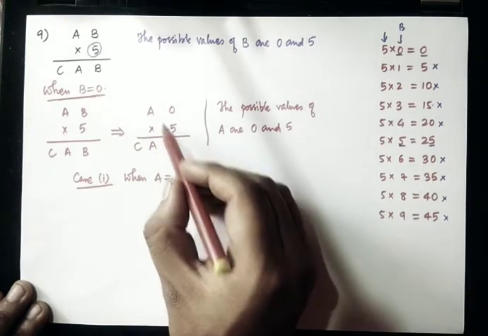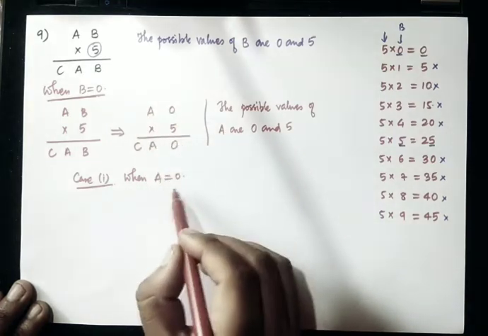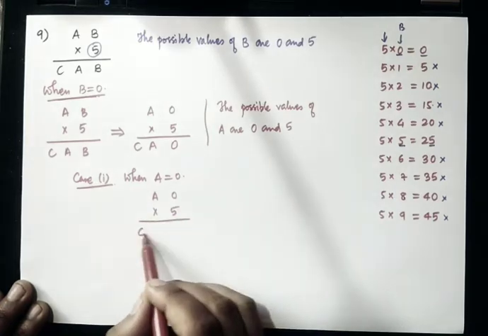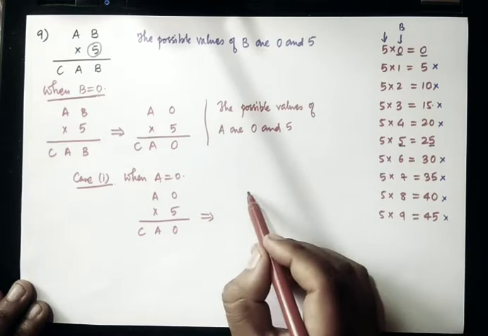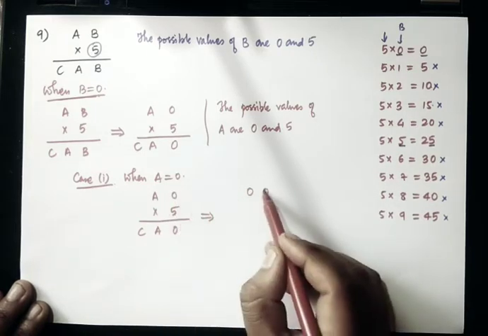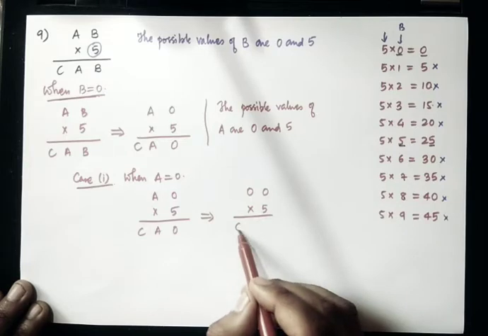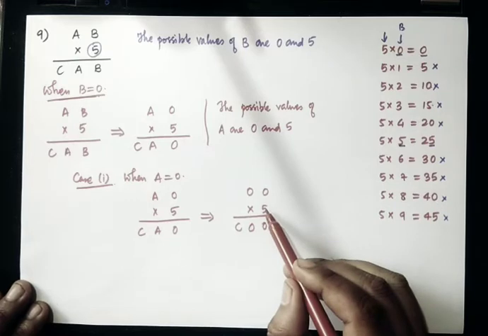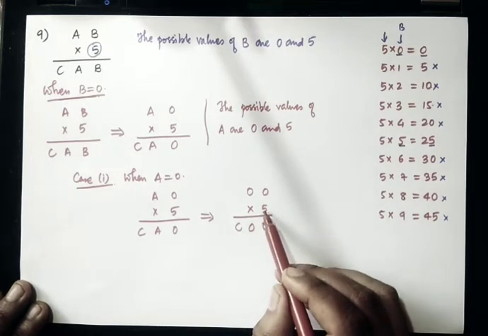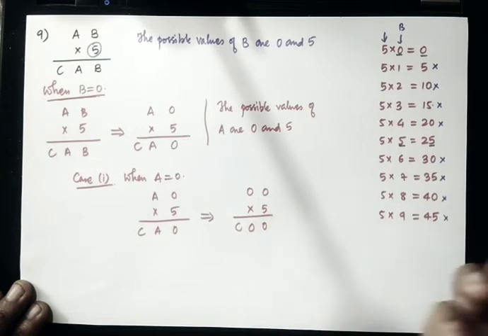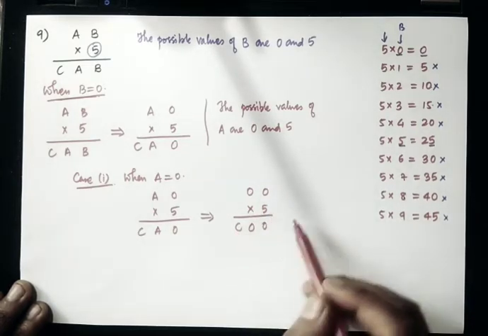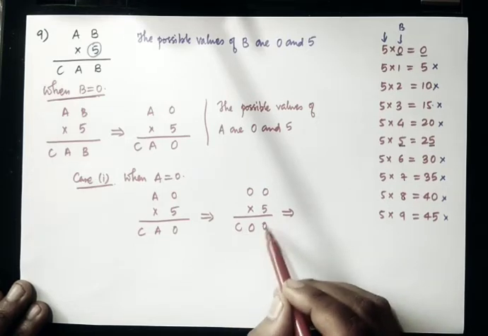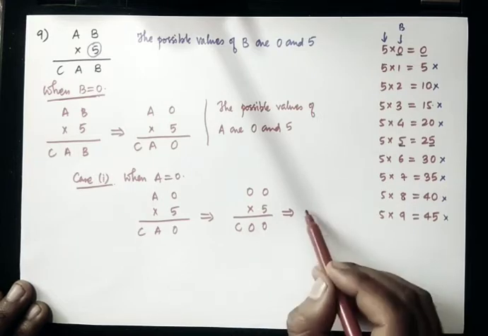So when A is 0, this part can be written as A0 into 5, CA0 can be written as C00, because A is 0, into 5 equals to C00, right? This is also 0, this is also 0. Now basically you are multiplying 5 with 0. Double 0 means it is 0, and 5 into 0 gives me 0, right? So this has to be 0 to get this full thing to be 0. So 5 into 0 will be 0, so that's why C also has to be 0.